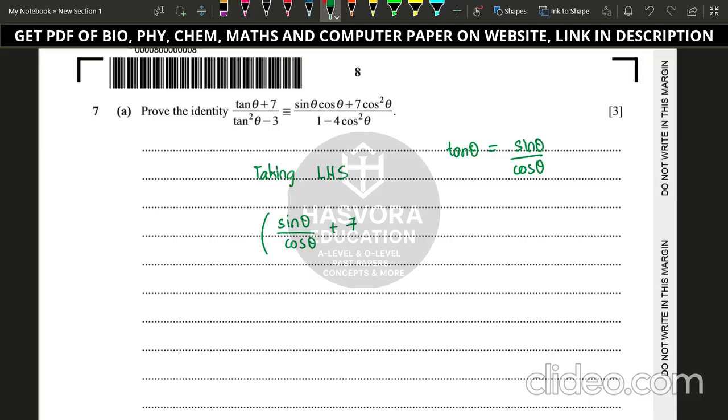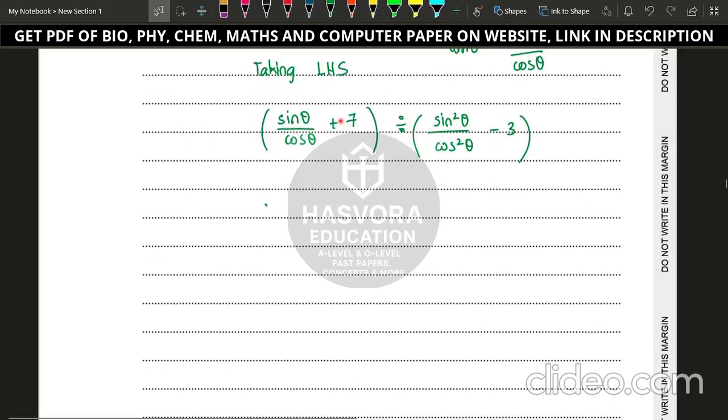So I'm going to write it as divided by, because it is going to make things simpler; if you write it directly underneath that, it is going to cause more mess and confusion. So divided by tan square theta. Tan square theta is sin square theta over cos square theta, and minus 3. Now let's take the LCM. So if I take the LCM, it becomes sin theta plus 7 cos theta divided by cos theta.